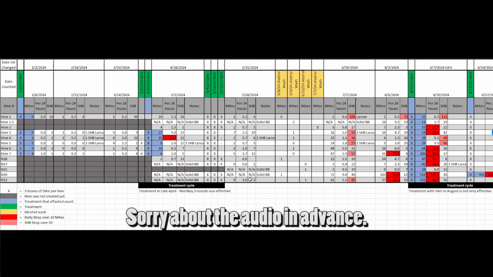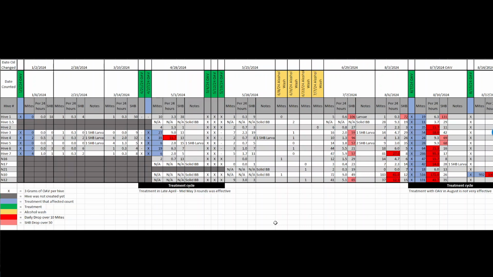I'm going to take a look at some of my records from last year and go through them with you, and see how things worked last year. This dark means that these hives were not active at that point, so I don't have any data for them. The blue indicates that there was a treatment that may have affected the mite count following it, and that happens throughout here. The green is our mite count, or our treatment.